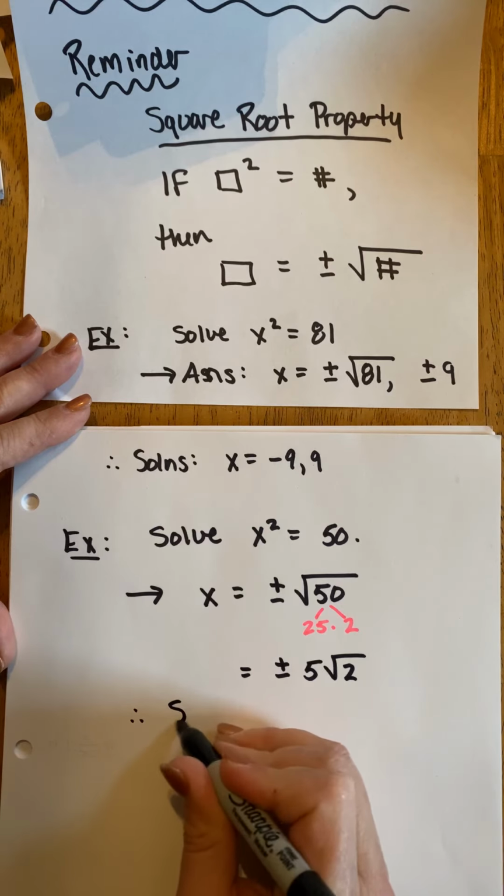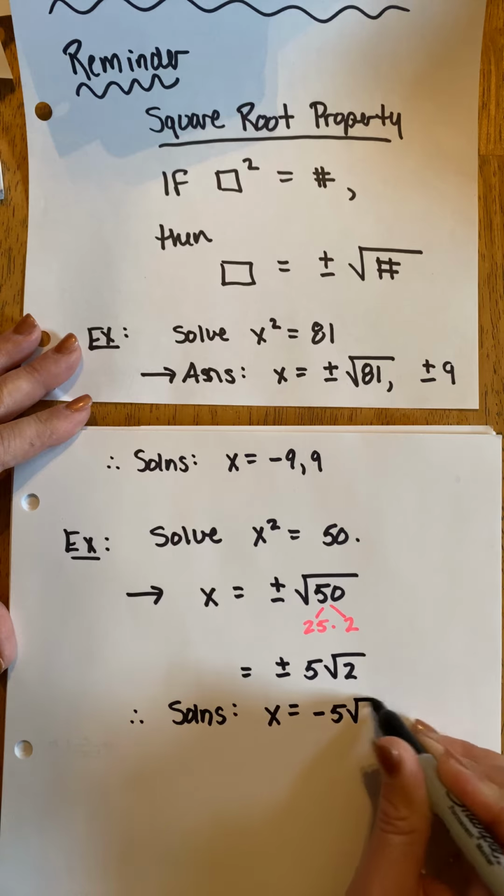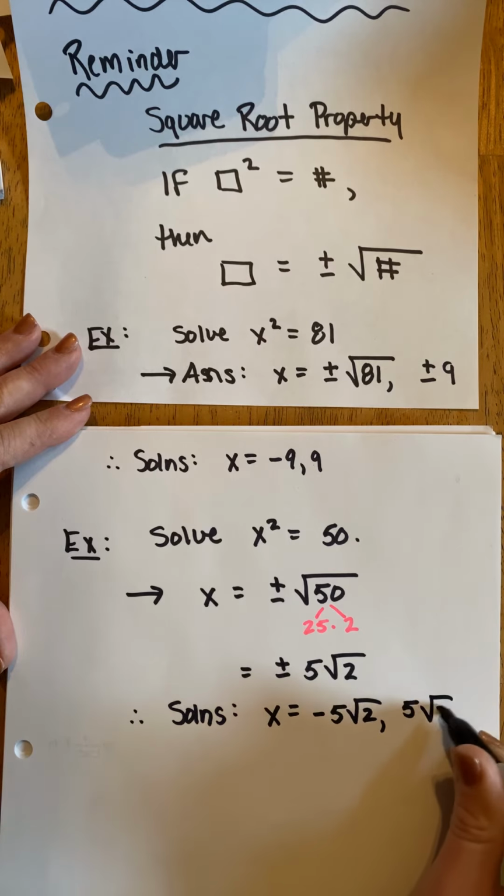So therefore, my solutions would be x is equal to negative 5 square root of 2 and positive 5 square root of 2.